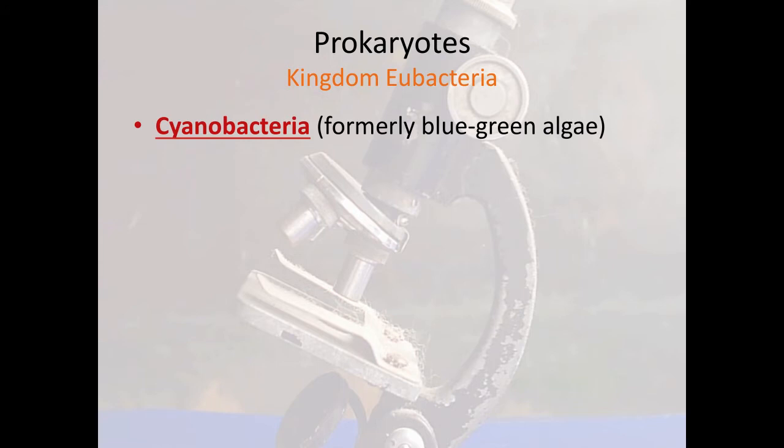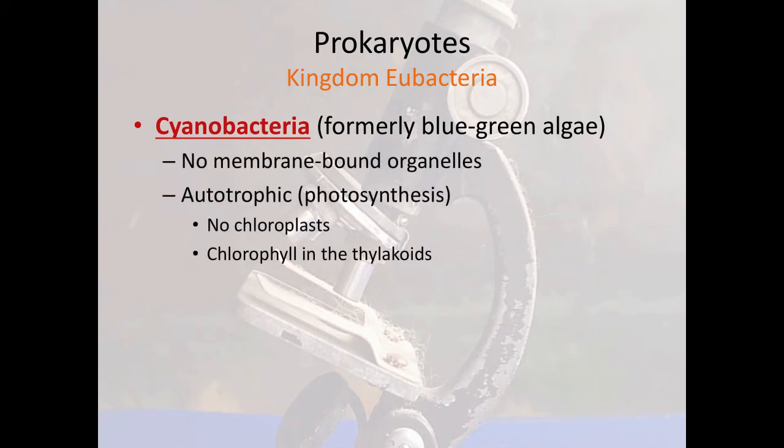The eubacteria, not U, but eubacteria, includes the cyanobacteria. We used to call these blue-green algae. It's the slimy stuff that grows on rocks and in ponds, but it's not really an algae. Once again, they do not have membrane-bound organelles. They are autotrophic. Through photosynthesis, they produce their own food, but they don't have chloroplasts. They do have chlorophyll for producing their own food.